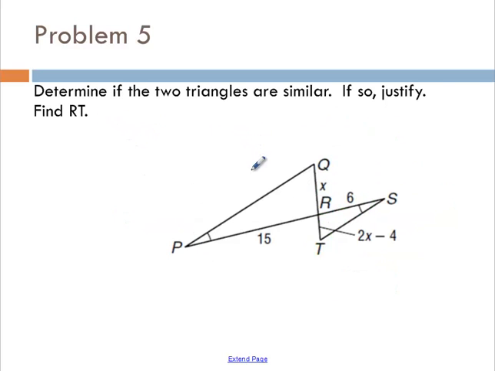Problem number 5, determine if they're similar. If so, justify and find RT. Triangles are similar because these two angles are congruent and these two angles are vertical. So it's similar by AA similarity.